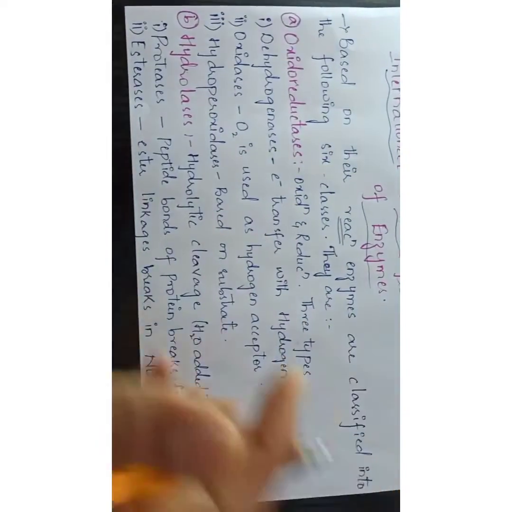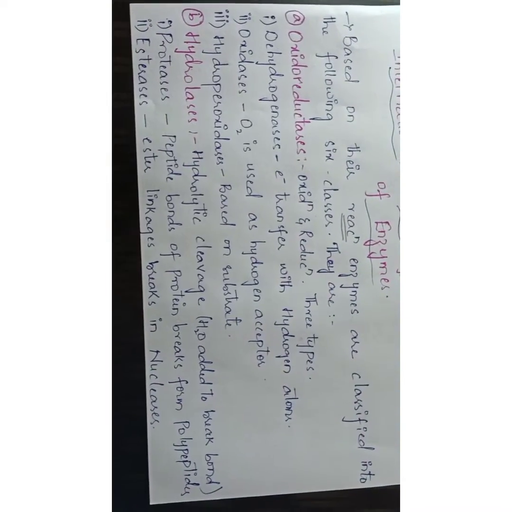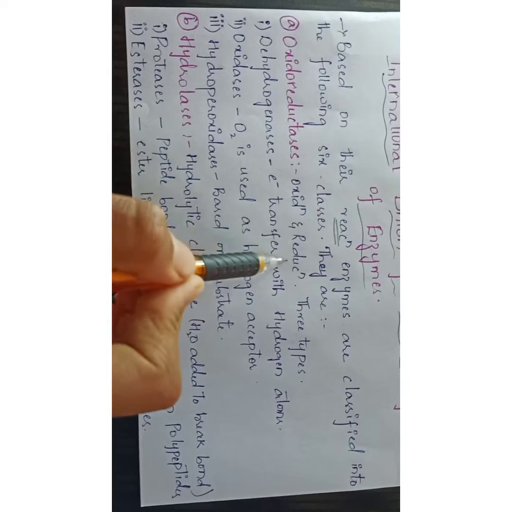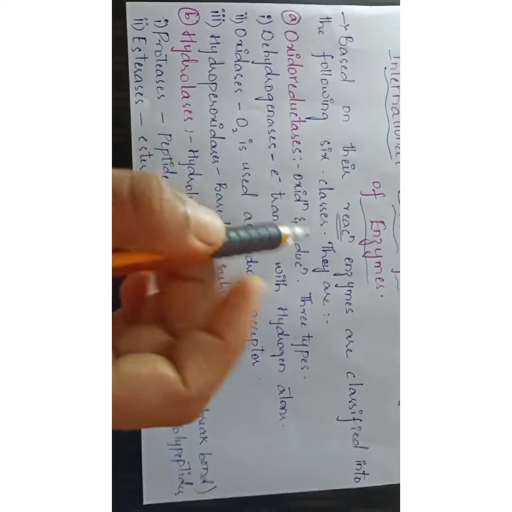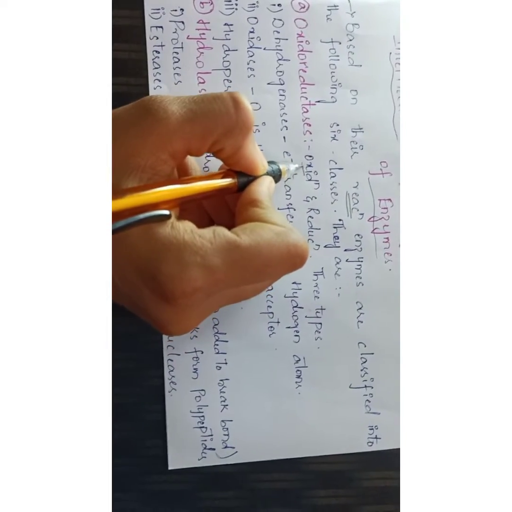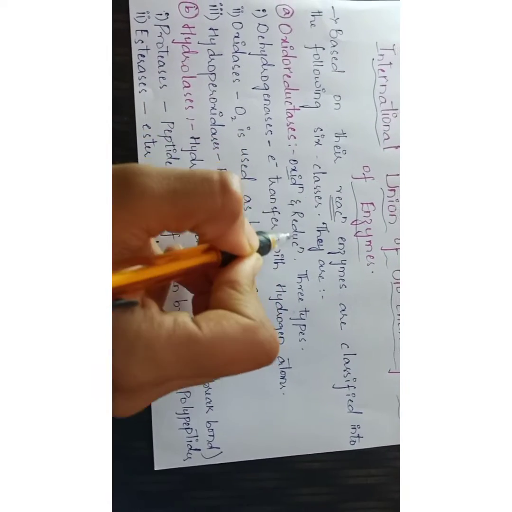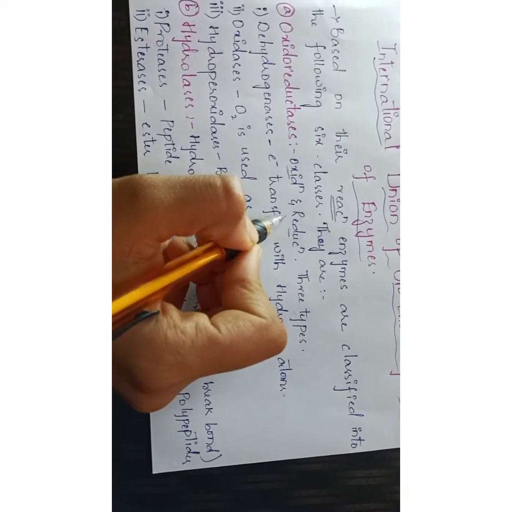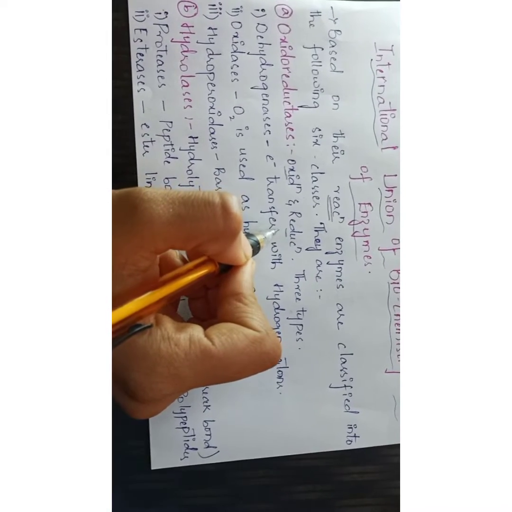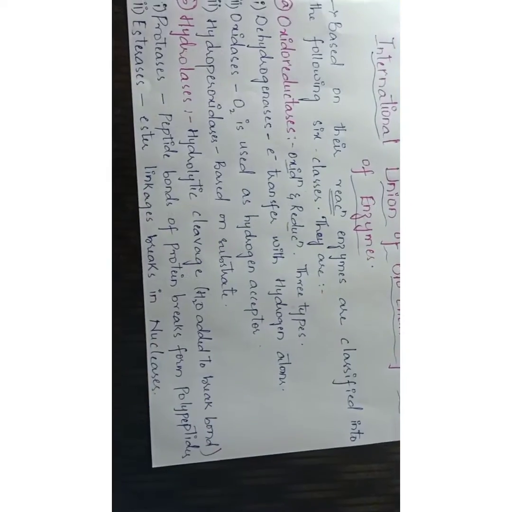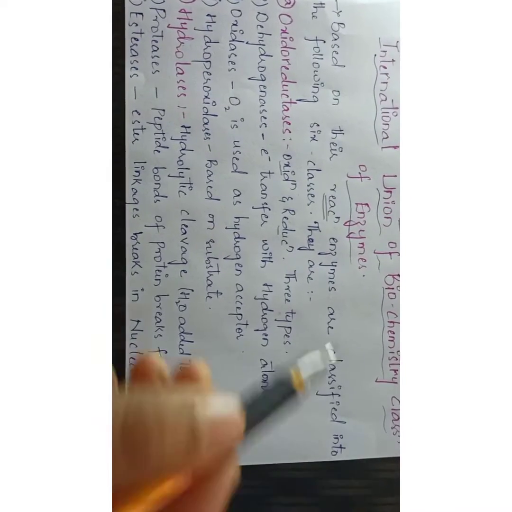Those classes include oxidoreductases. By the name we can understand that oxidation and reduction are included in this. What is meant by oxidation? Oxidation is nothing but the addition of oxygen and removal of hydrogen, whereas reduction is the reverse of oxidation, that is addition of hydrogen and removal of oxygen.